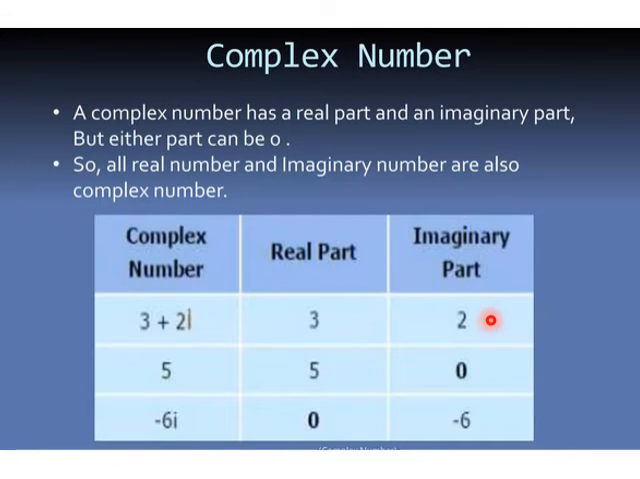Let us take few examples. Let us take example of 3 plus 2i. What does it mean? It has a real part 3 and imaginary part 2 because i is written along with this. Consider a complex number 5. It has only real part 5 and imaginary part 0. Consider another example of complex number minus 6i. This does not have a real part, so it is 0. The imaginary part is minus 6.